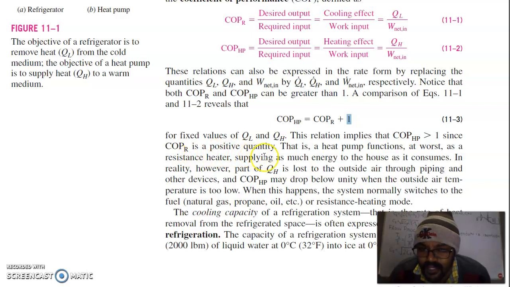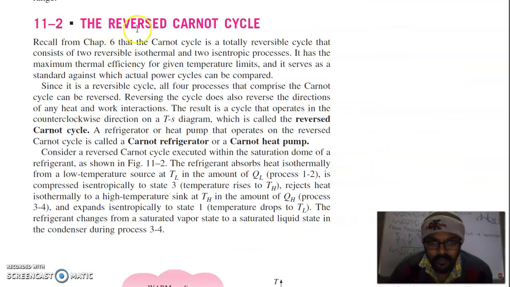Since COP is a positive quantity, a heat pump functions at worst as a resistance heater, supplying as much energy to the house as it consumes. In reality, however, part of QH is lost to the outside air through piping and other devices, and COP may drop below unity when the outside air temperature is too low. When this happens, the system normally switches to fuel such as natural gas, propane, oil, etc., or resistance heating mode. The reverse Carnot cycle.